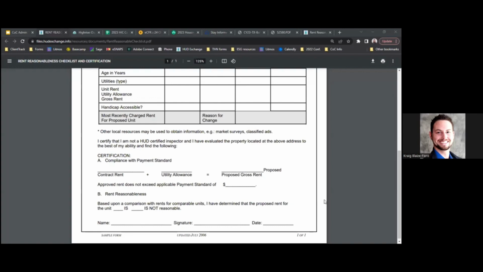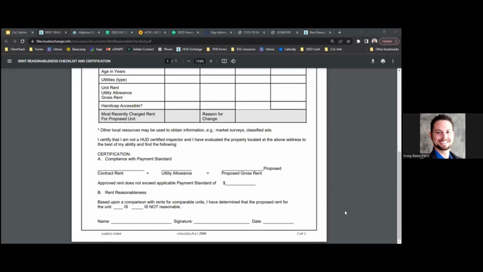Thank you. So at the bottom, part B, Axton mentioned you do have to certify whether it is or is not reasonable. If through this process you determine it is not reasonable, then you cannot spend CoC funds on that unit, which sounds really straightforward. However, we have seen folks who have checked that it was not reasonable, whether that was an error or on purpose, and then still use that form.